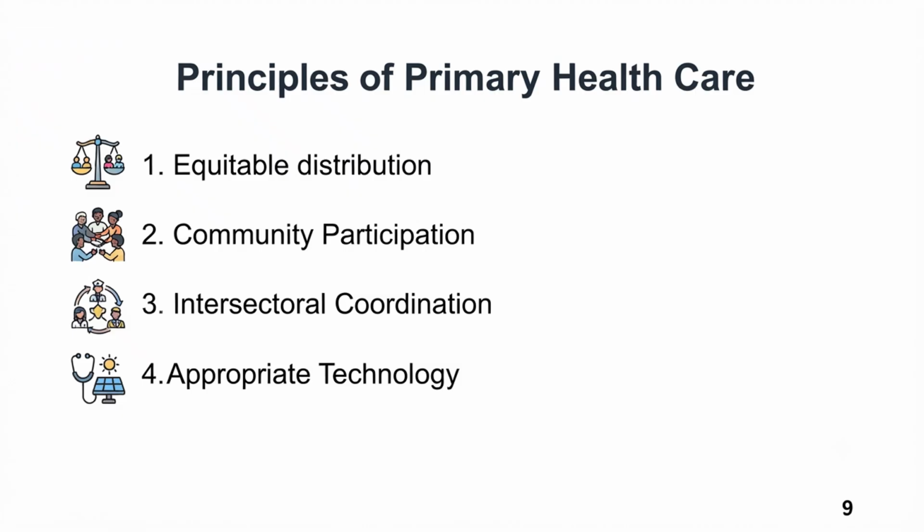Until now, we have seen that there are eight elements in primary health care, and now we will see the principles of primary health care. That means primary health care is working on the grounds of what principles. There are four principles of primary health care you should remember. First is equitable distribution, then community participation, intersectoral coordination, and appropriate technology. We will discuss each and every principle in detail.